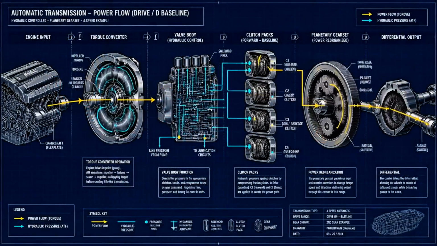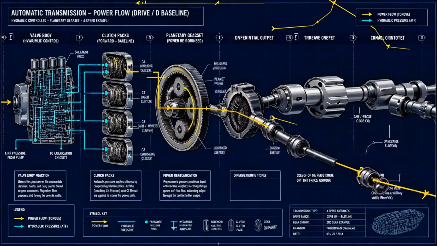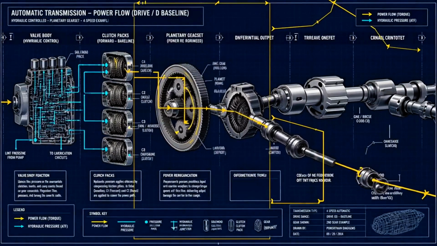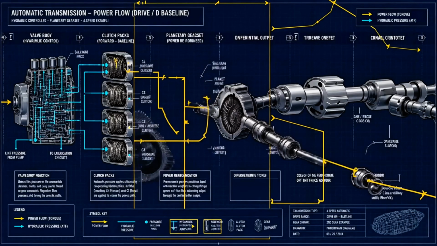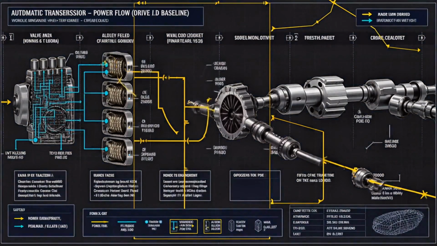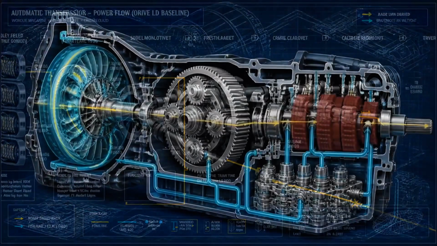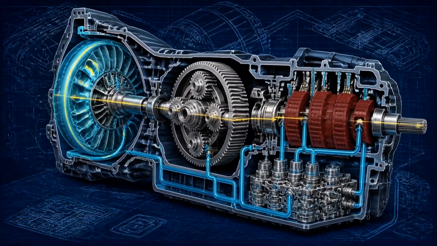The next time a car accelerates smoothly from a stop and changes gears on its own, remember what is happening beneath the floor. The torque converter is directing fluid. The pump is building pressure. The valve body is routing it. Clutch packs are changing connections, and planetary gears are continuously reorganizing the path of power. That is how an automatic transmission actually works.